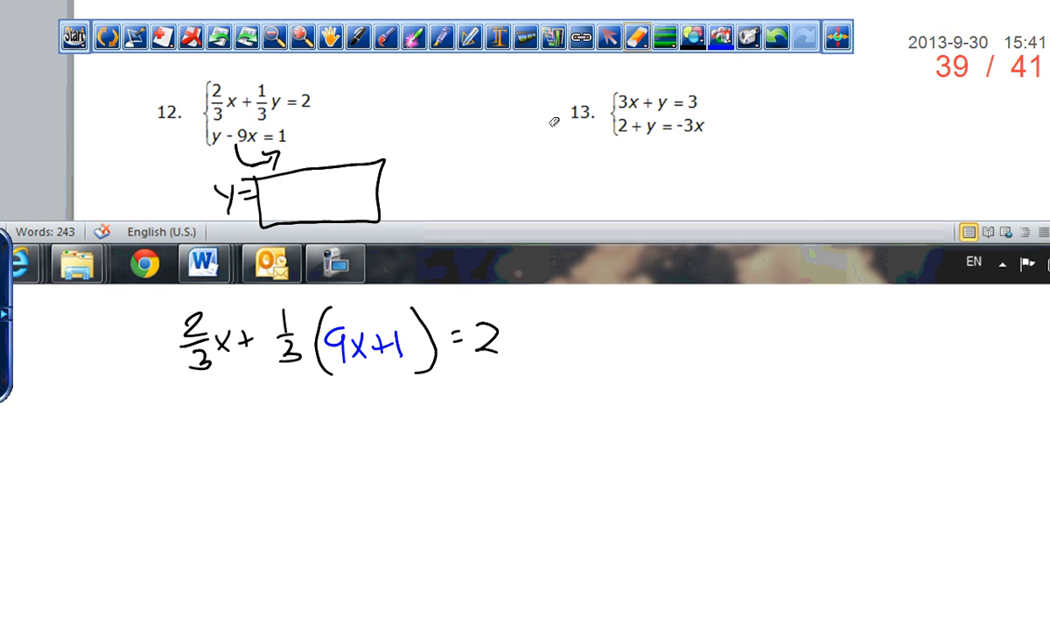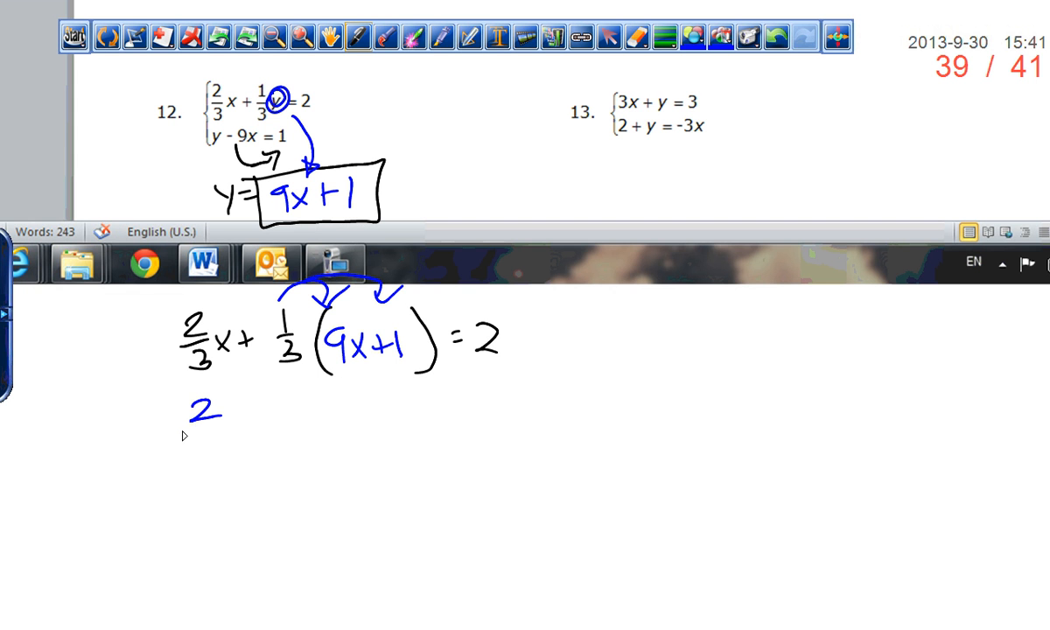We solved the bottom one. 4, 1. So I move 9x over, I get 9x plus 1. Now I'm in the top one. I'm taking this y out, and I'm substituting this in. For that whole y? Yup. Next thing I do, distribute.